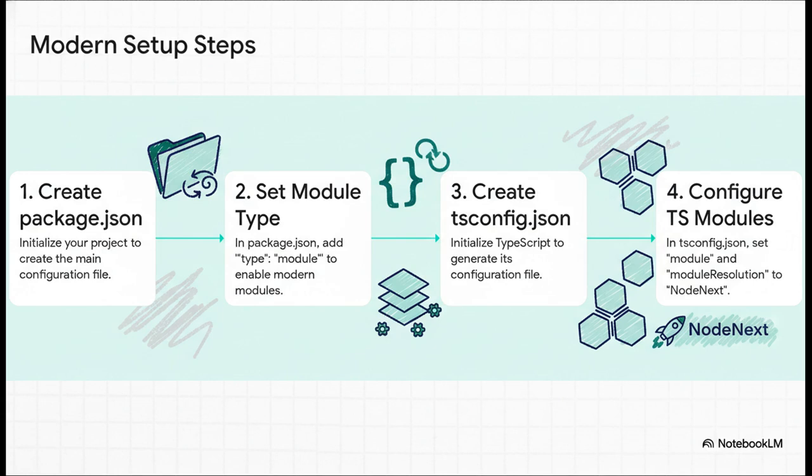First, you run npm init -y to create your package.json file. Second, and this is the magic bullet, you add this one line: type is equal to module. Now, for those of you using TypeScript, you'll also run tsc --init. And then, as your final step, you'll configure it to use NodeNext for both module and module resolution. And that's it. Your whole project is now compatible with modern libraries.